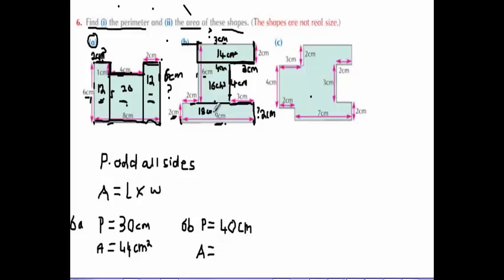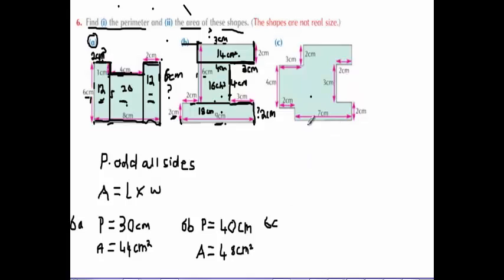Now we can add together the value of this rectangle, this square and this rectangle, and that will give us the area of the whole shape. So 18 plus 16 is equal to 34. 34 plus 14 is equal to 48. So our area for 6b is equal to 48 centimeters squared. Now we have to do 6c.